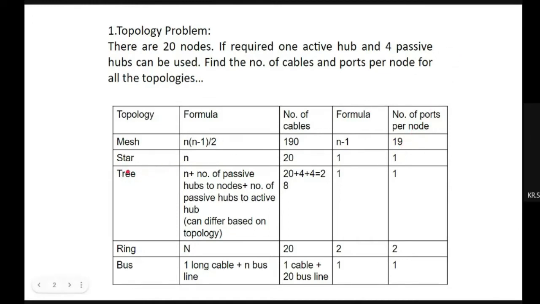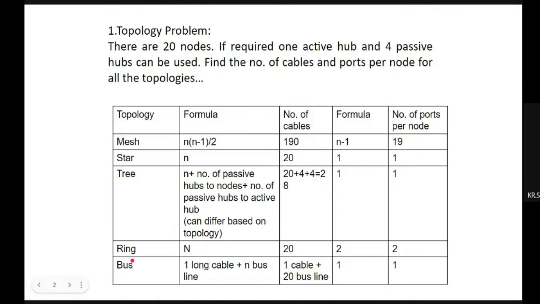And next, tree topology. The formula to find the number of cables is n plus number of passive hubs plus number of active hubs. This information will also be given in the question, for example 4 passive hubs. So you have to calculate n plus passive hubs plus active hubs. Here the passive and active hub counts are the same. So 20 plus 4 plus 4 equal to 28. And the number of ports required is 1.